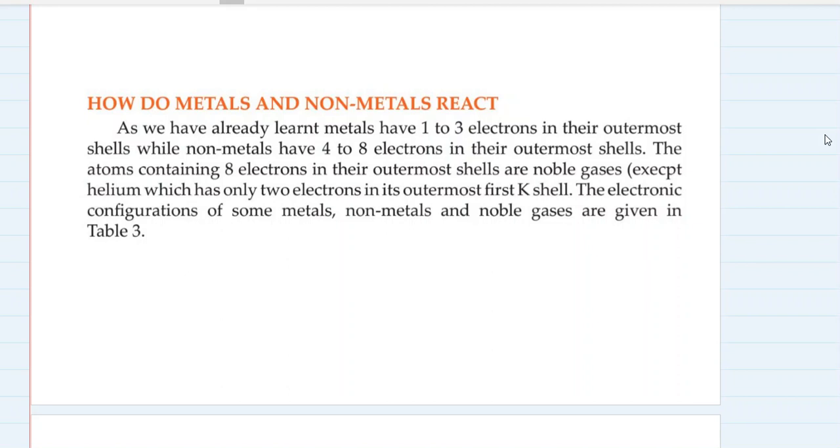After which we are going to understand metallurgy, that is, extraction of metals. So let's try to finish as much as we can in today's lecture. Let's begin.